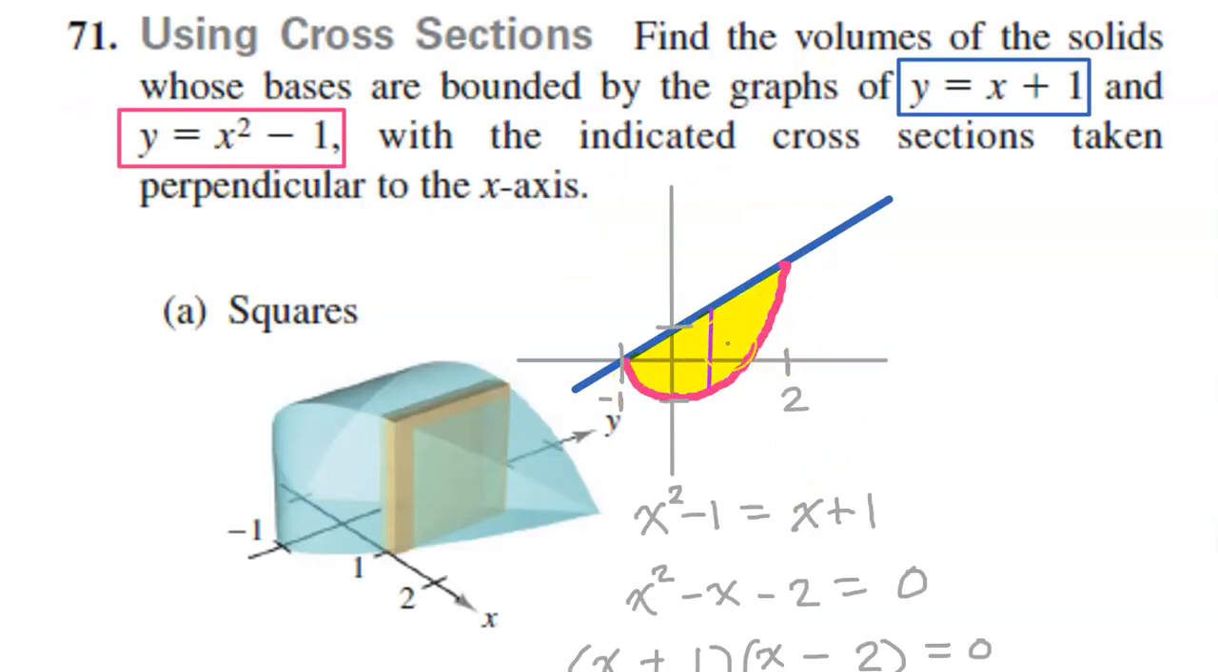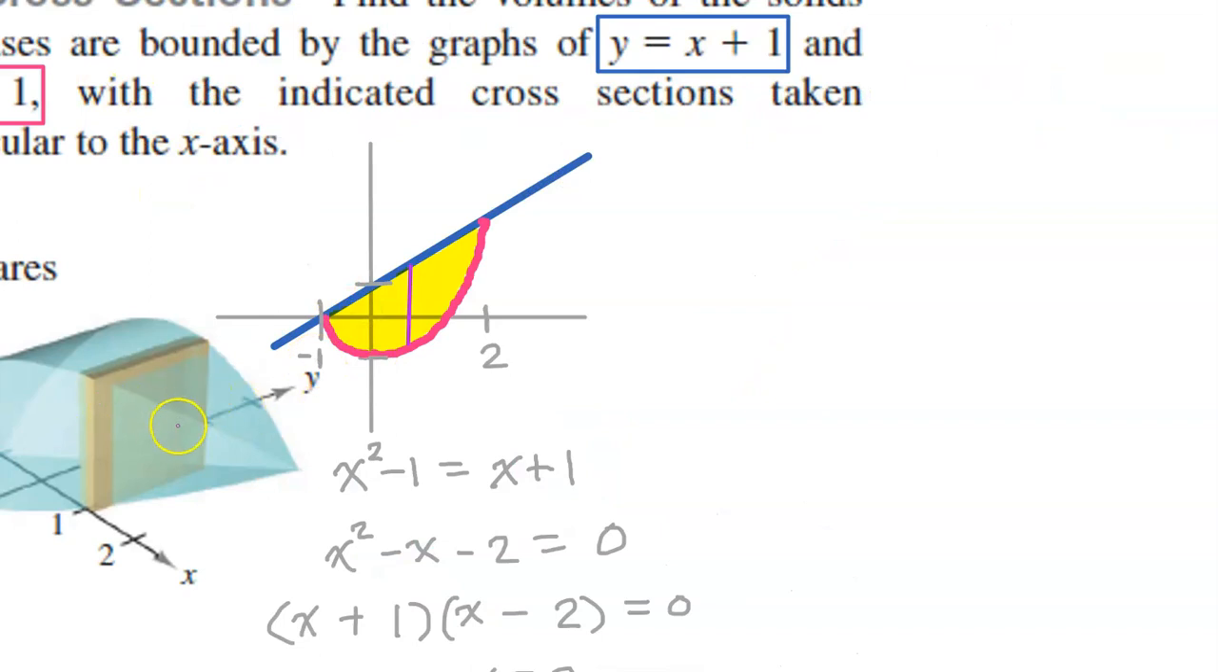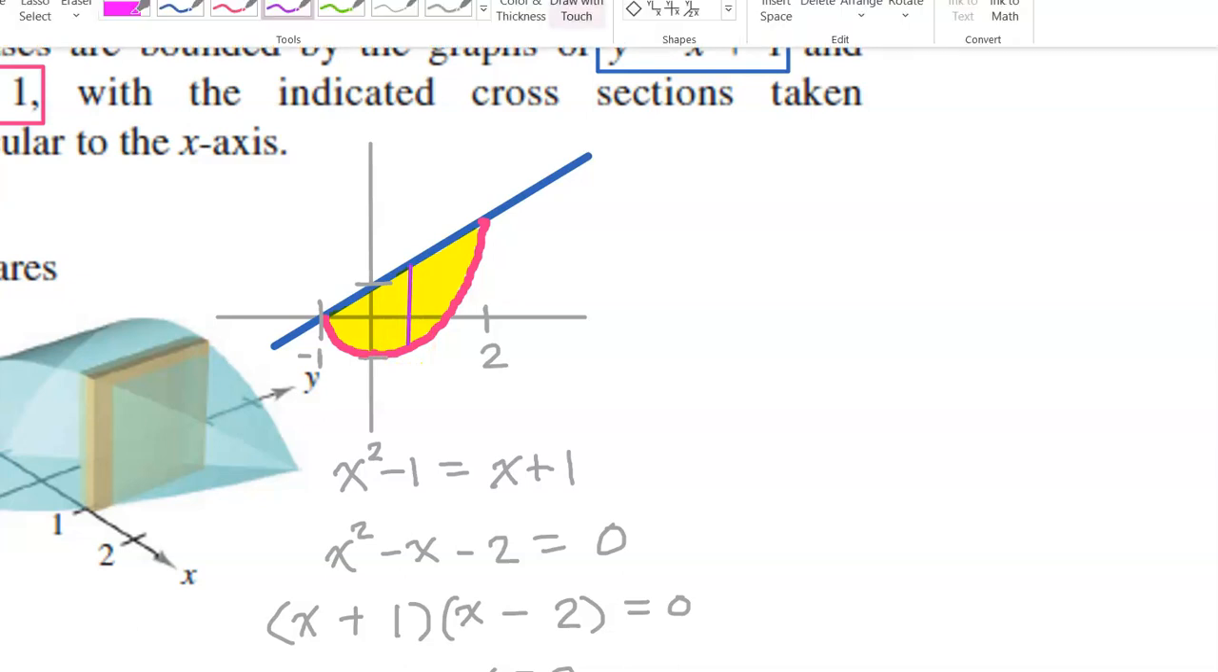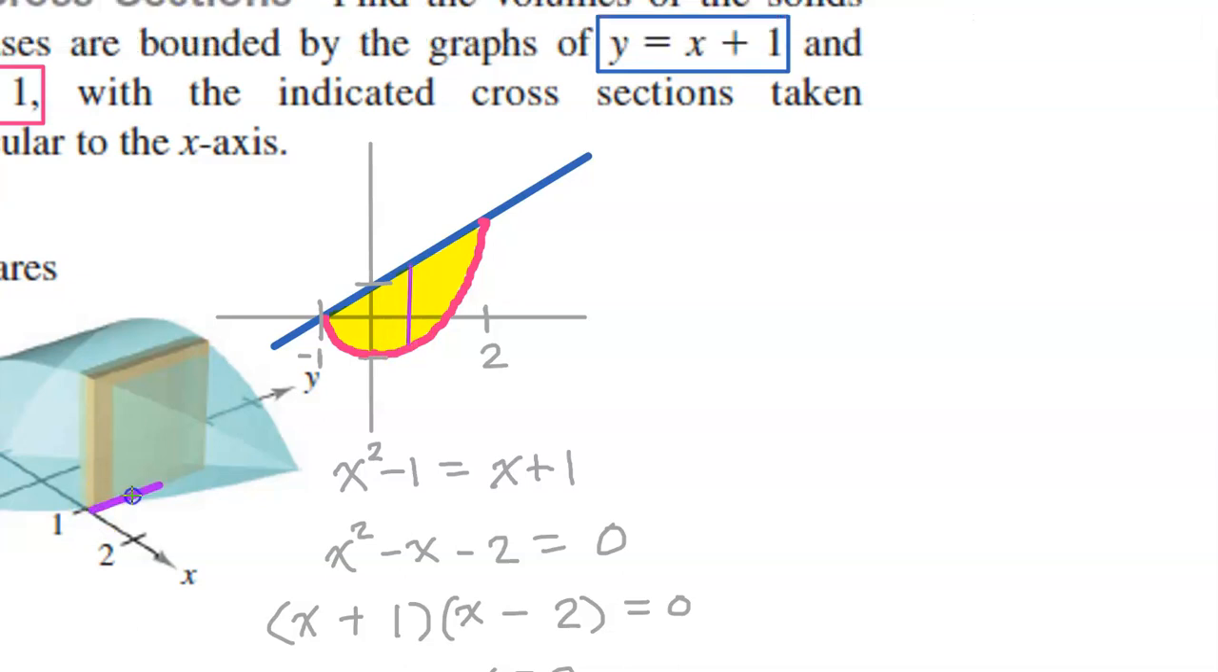Picture a strange loaf of bread sitting on this base. If you slice the bread perpendicular to the x-axis, each slice is actually a square. Finding the volume of the loaf is a three-step process. Step 1 is to find an expression for the base of each slice. So this thin purple line, picture it as the bottom of a slice. Here, I'm going to draw that same base in the 3D image. So this is the bottom of the slice. We need an expression for the length of that.